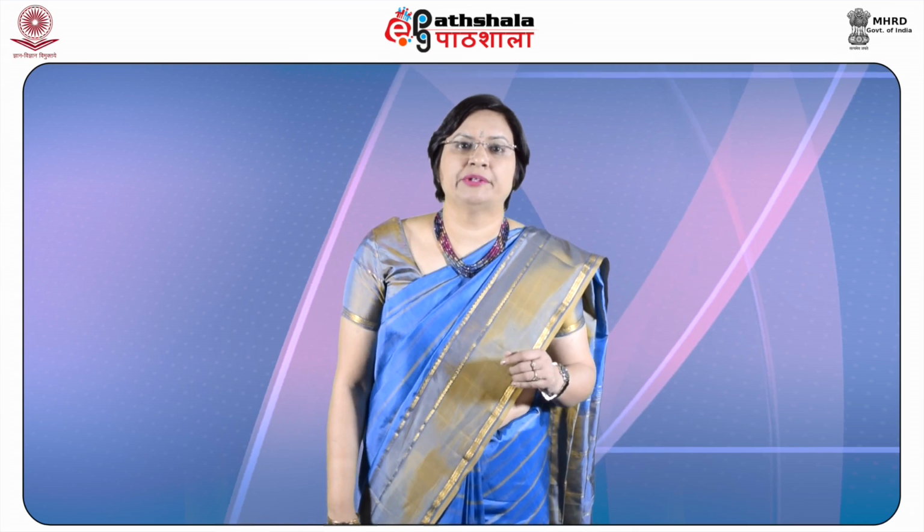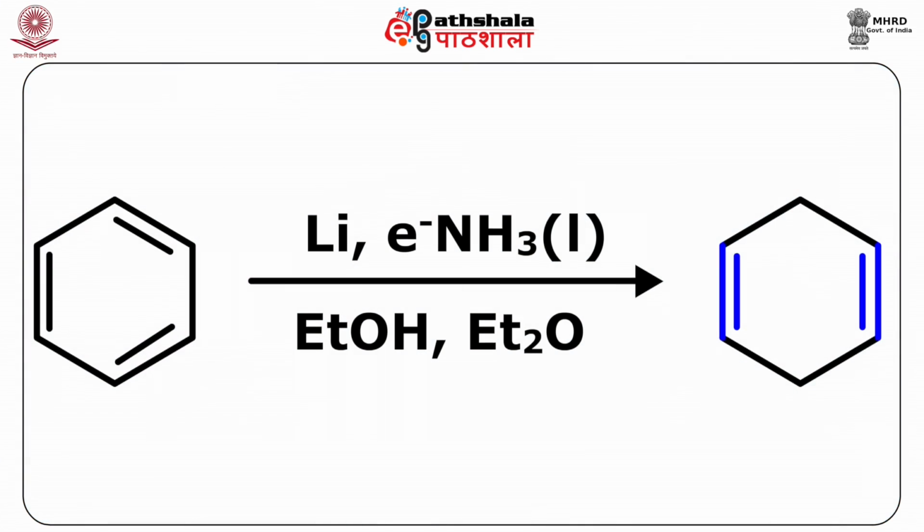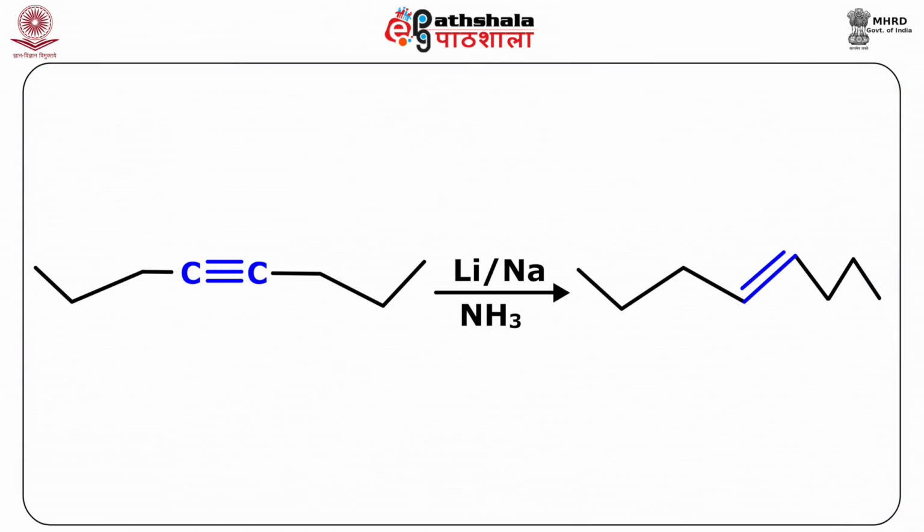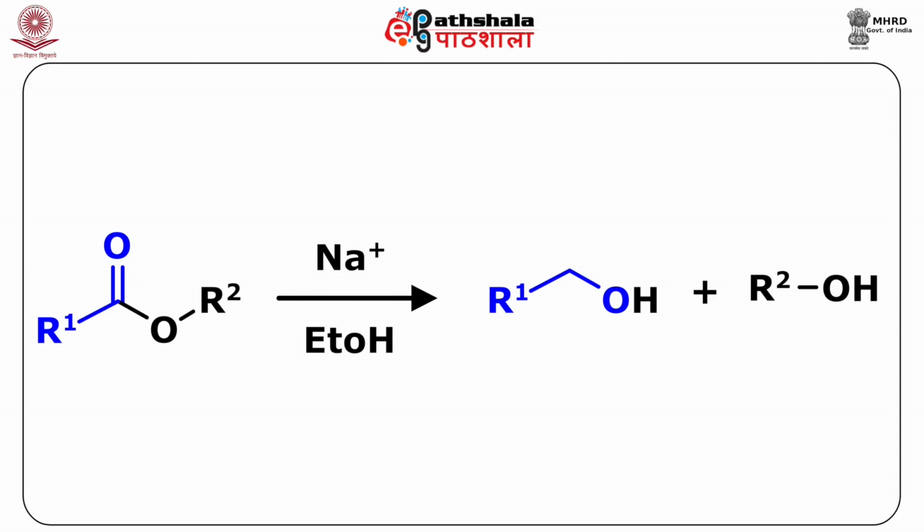And if you look at some examples, the reduction of benzene rings will happen and you get this product. Alkynes to trans alkenes happens as it is shown here. Reduction of esters can be done into a corresponding mixture of alcohols, and this is known as Bouveault-Blanc reduction.